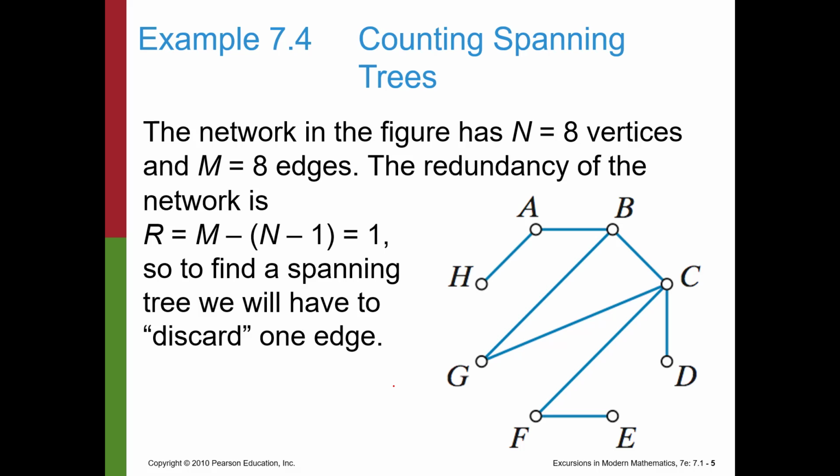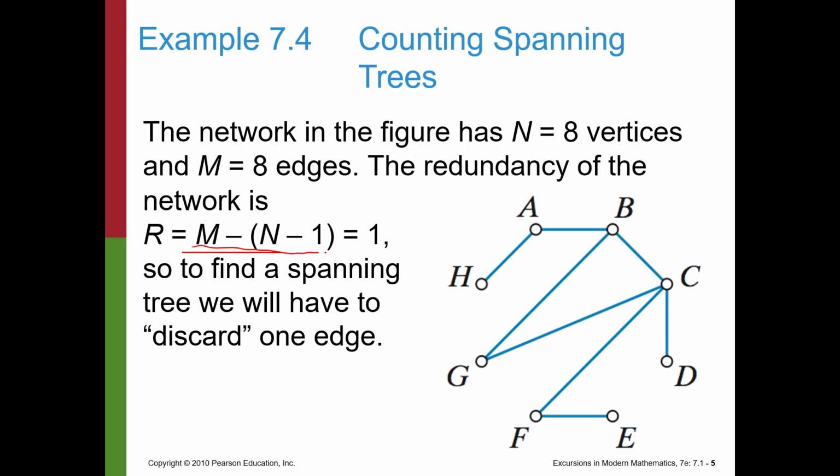Counting spanning trees. One of the things we're going to do in this section is count how many spanning trees a network has. The network in the figure has n equals 8 vertices and m equals 8 edges. So the redundancy is, it would take 7 edges to form a tree when you have 8 vertices. So how many extra edges do you have? 8 minus 7 is 1. So r equals m minus n plus 1.